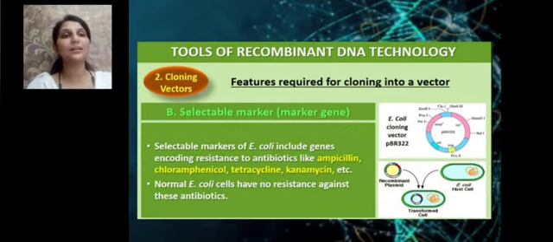Selectable markers of E. coli include genes encoding antibiotic resistance, like ampicillin, chloramphenicol, tetracycline, kanamycin, etc. So selectable markers for E. coli are antibiotic genes which code for resistance to ampicillin, chloramphenicol, tetracycline and kanamycin. The normal E. coli cells have no such antibiotic resistant genes. They all have to be modified.